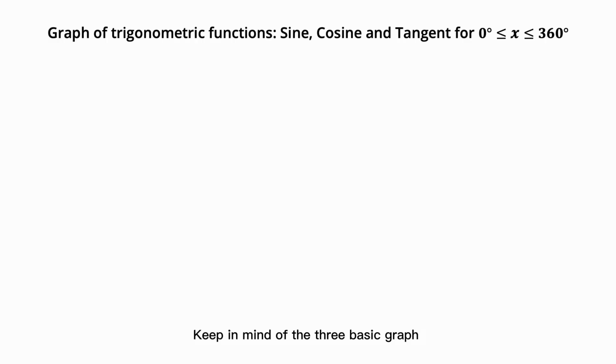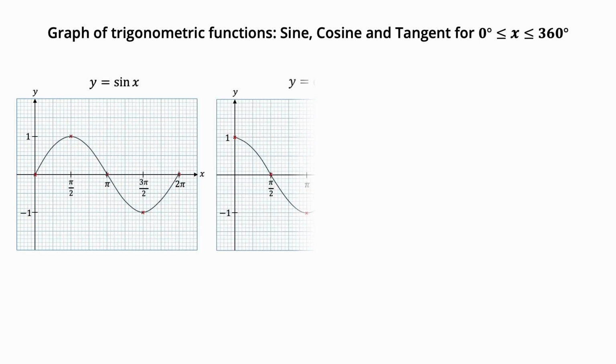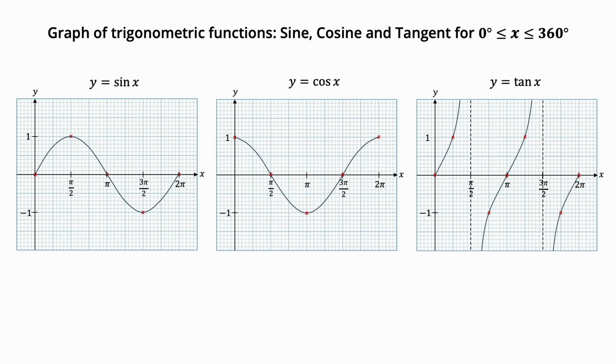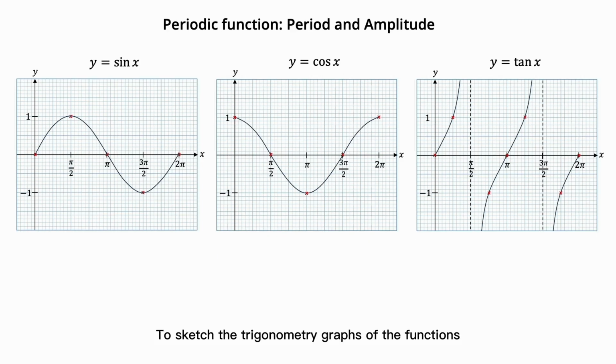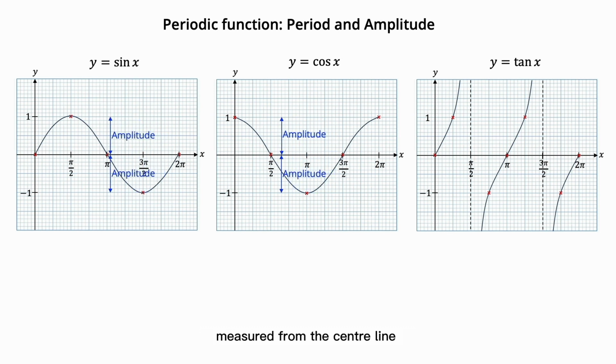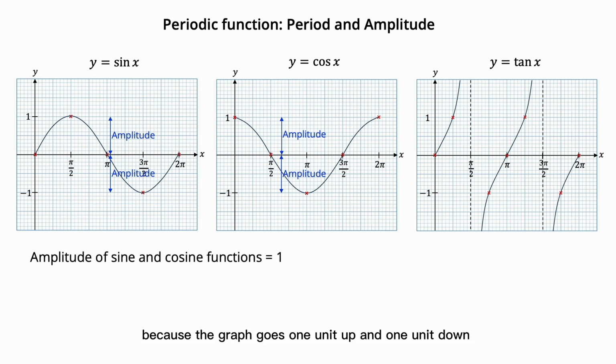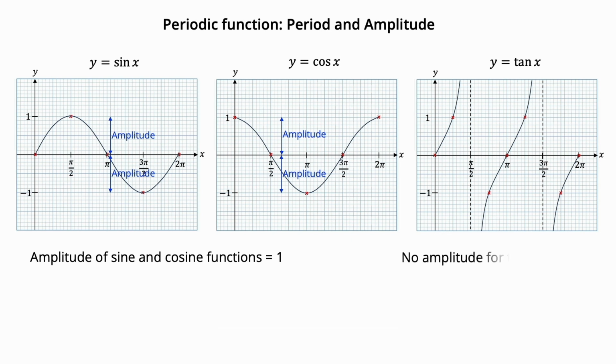Keep in mind the three basic graphs of the trigonometric functions: the sine function, the cosine function, and the tangent function. To sketch the trigonometric graphs of the functions, we need to know the amplitudes and periods. Amplitude is the maximum distance measured from the central line for sine and cosine functions. Both have an amplitude of 1 because the graph goes 1 unit up and 1 unit down from the midline of the graph. Tangent has no amplitude as its curve tends to infinity.